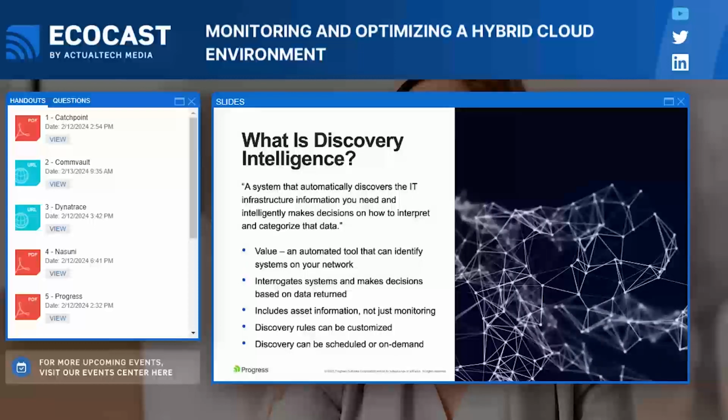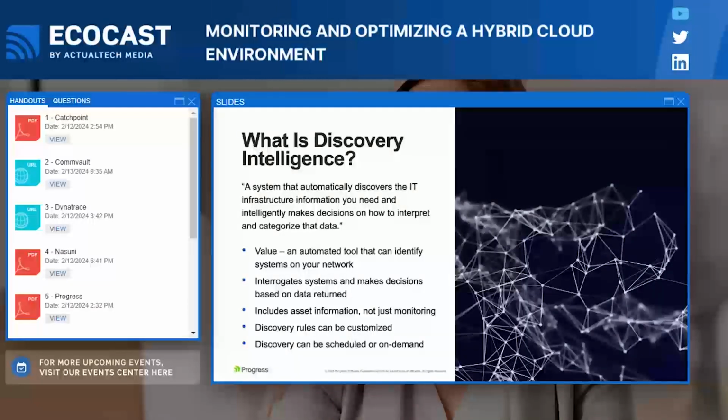Not only that, it's important that this is ongoing since networks are always changing. So from an automation standpoint, it's important to have the discovery be scheduled or be run on demand every so often so that you have the most up-to-date information. But the most important piece of this is the customizability. As I mentioned before, every network is different. Even the same make and model in different environments operate differently.